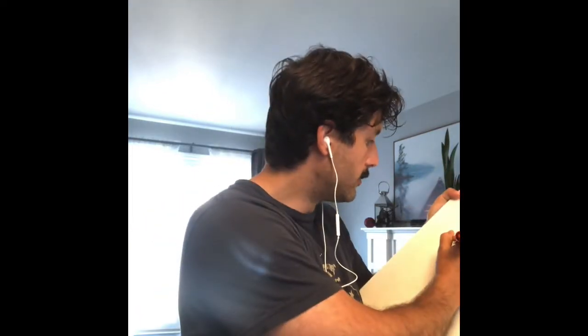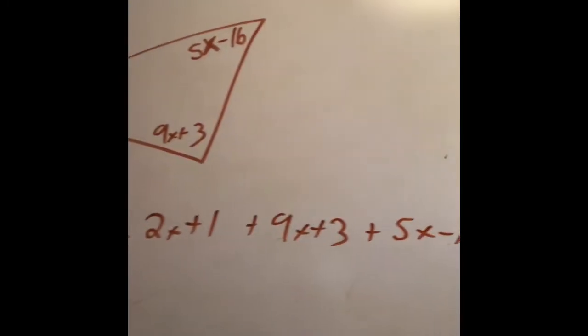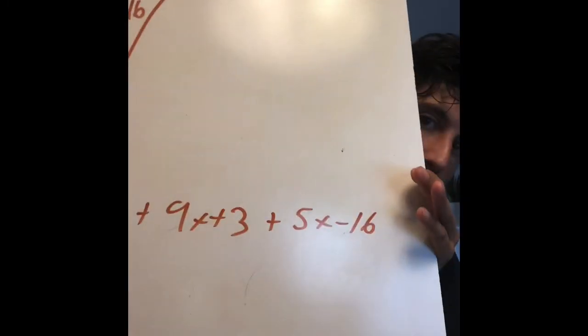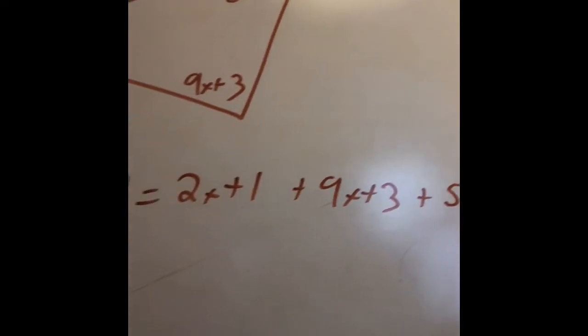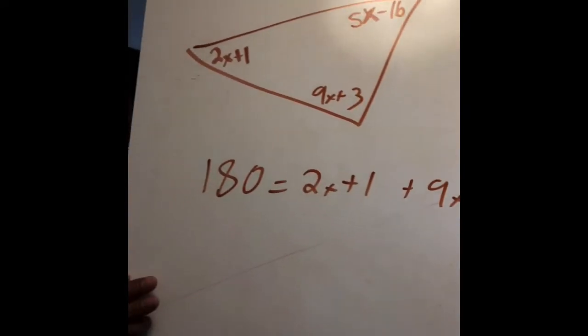So very first thing we know, interior angles of a triangle have to add up to 180 degrees. So 180 equals the 2x plus 1 plus the 9x plus 3 plus the 5x minus 16. Again, distributive property is not important here because it's addition.